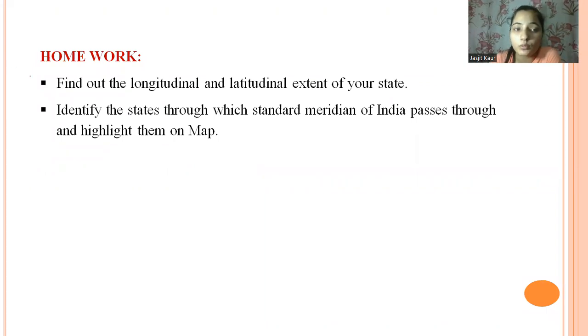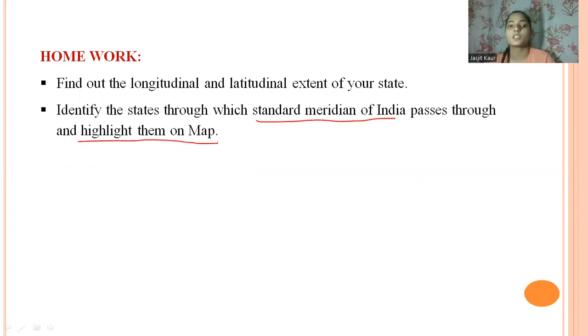Now this is your homework. You have to complete this work. Firstly, you have to find out the longitudinal and latitudinal extent of the state in which you are residing. Then you have to identify the states through which the standard meridian of India passes, and you have to highlight those states on the map of India. So this is your homework, and I hope you enjoyed this class.